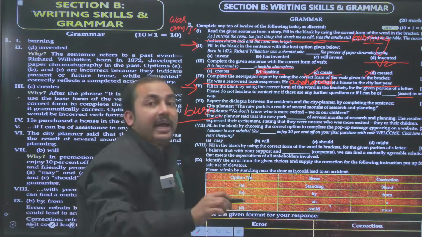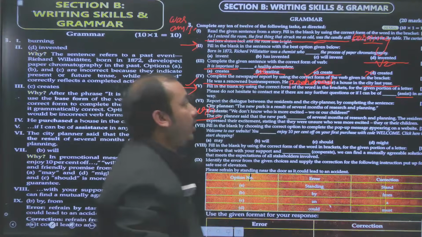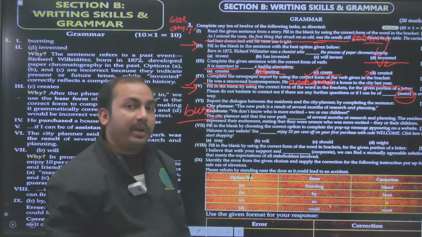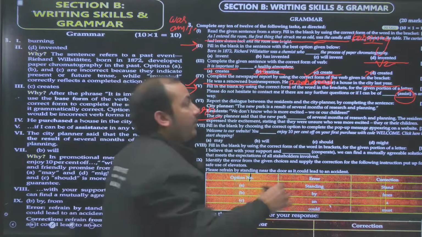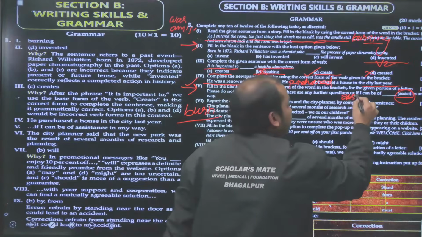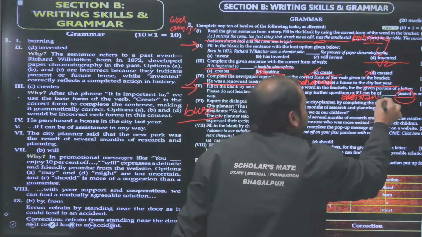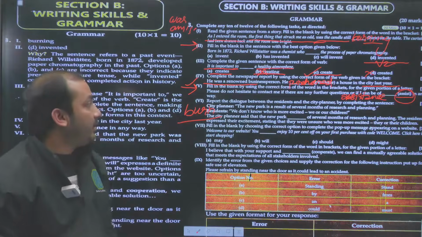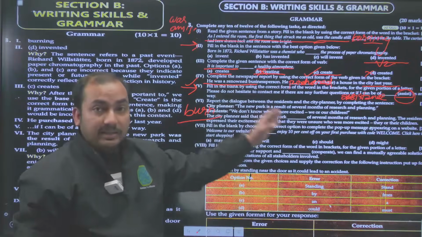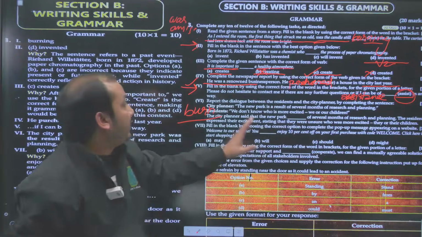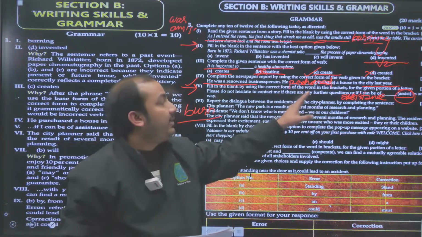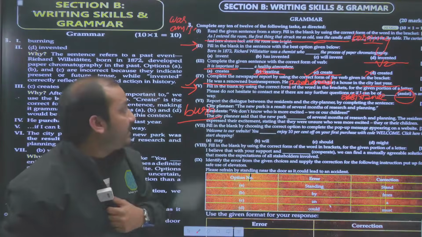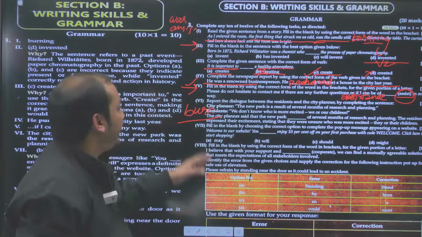So here "of" is written, and the word given is "assist". We have to make it a noun. How to make a noun? We have to write "assistance" here. So it can be of any assistance in any way, which means asking for any support from the other person. Please do not hesitate to contact me if there are any further questions or if I can be of any assistance in any way. Now move to the next question.